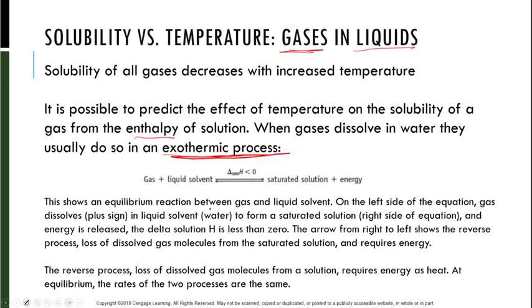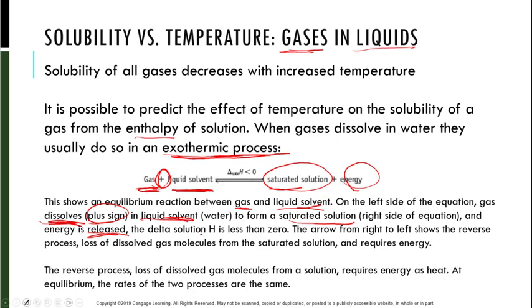This shows an equilibrium reaction between gas and liquid solvent. Here's our gas and liquid solvent. Think of your bottle of pop. On the left side of the equation, gas dissolves in our liquid, so that's our plus sign. Gas is dissolving in our liquid to form a saturated solution, which is our right side of the equation. And energy is released, showing energy as the product.